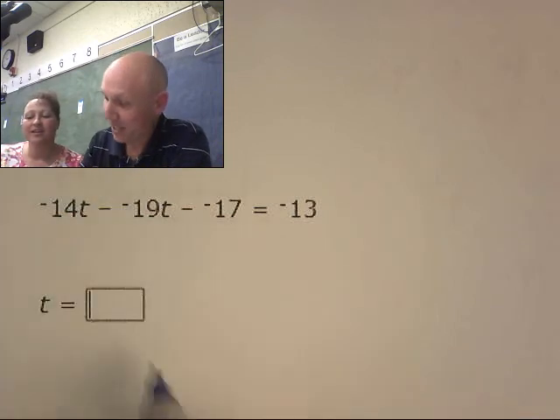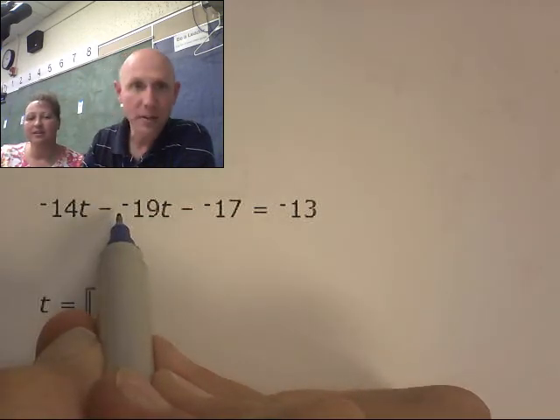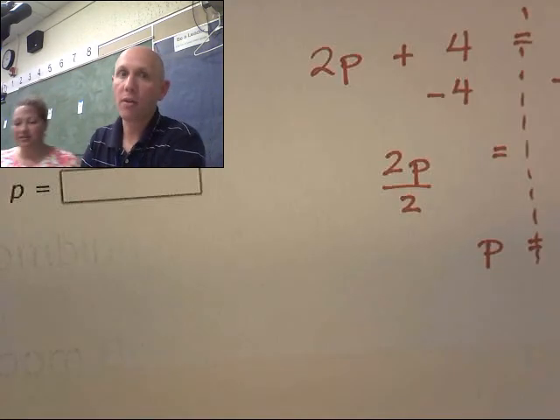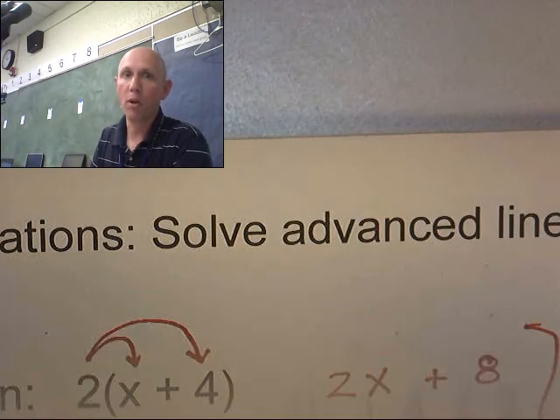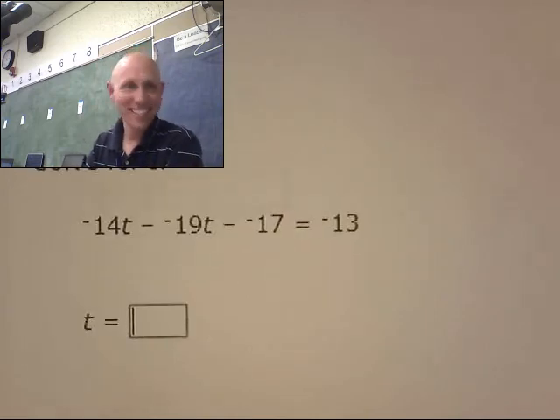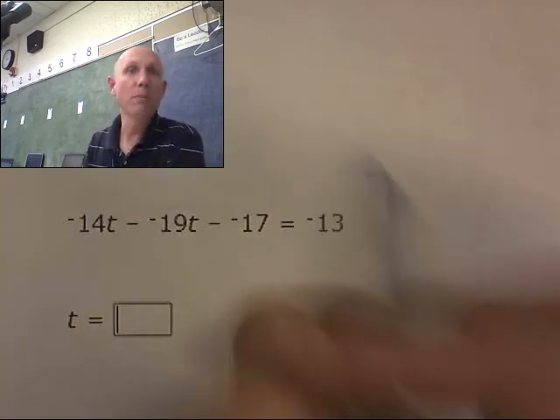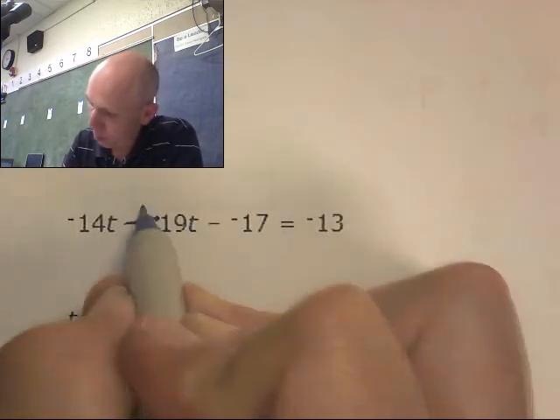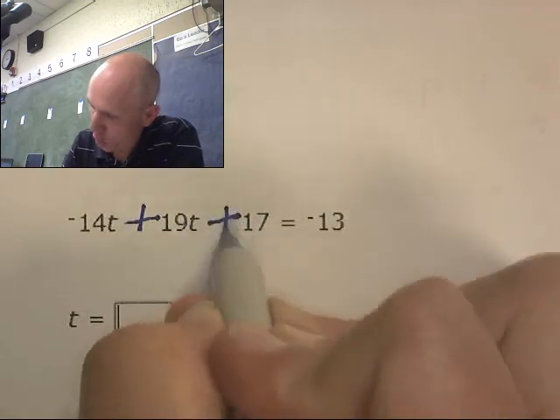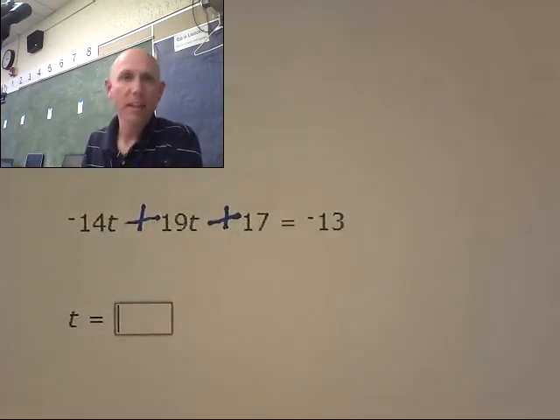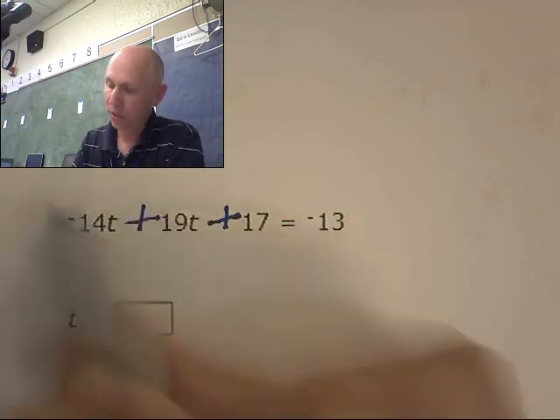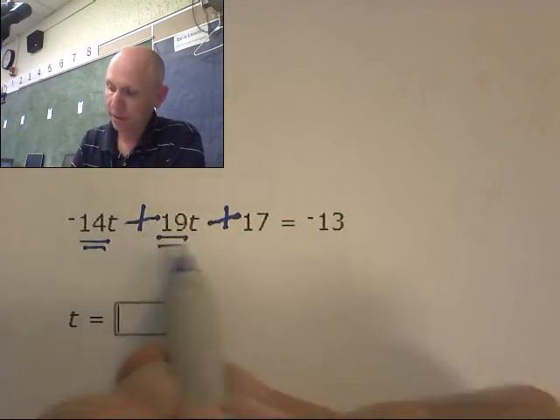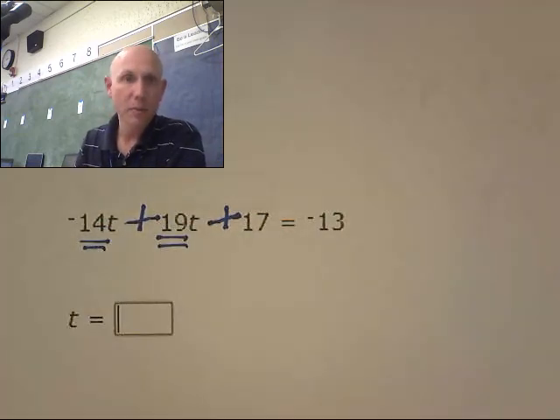So we got a couple of ideas going on in this one. See those two negatives? Remember the boom boom we talked about back on this page? Boom boom. Oh, she doesn't want to be on the camera. I want to see. Oh, you want to see? Oh, sorry. Okay. Where am I? So let's take care of those boom booms first. Boom boom. Boom boom. And now, what else do we see in here? Some like terms. What are those? That's negative 14 tomatoes and 19 tomatoes.